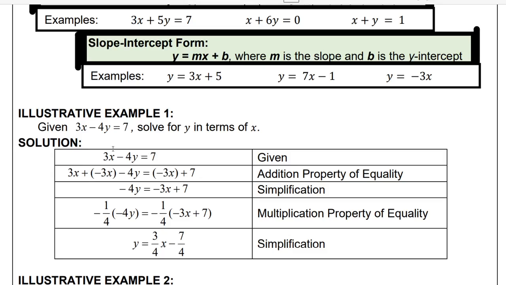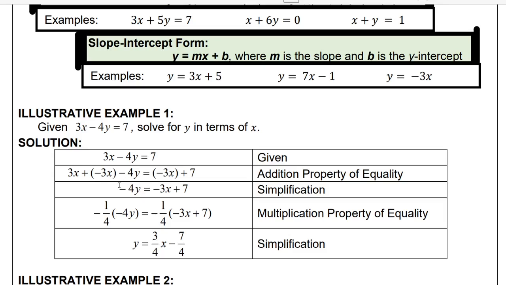So for us to eliminate 3x here, we will use the addition property of equality. Then we are going to add the opposite of positive 3x, which is negative 3x, to both sides. And that will make 0 here. So this one is cancelled out already because that is 0. So what is left here is negative 4y equals negative 3x plus 7.